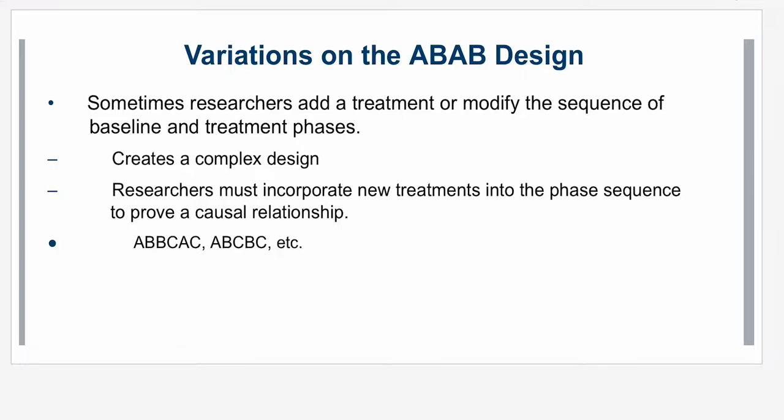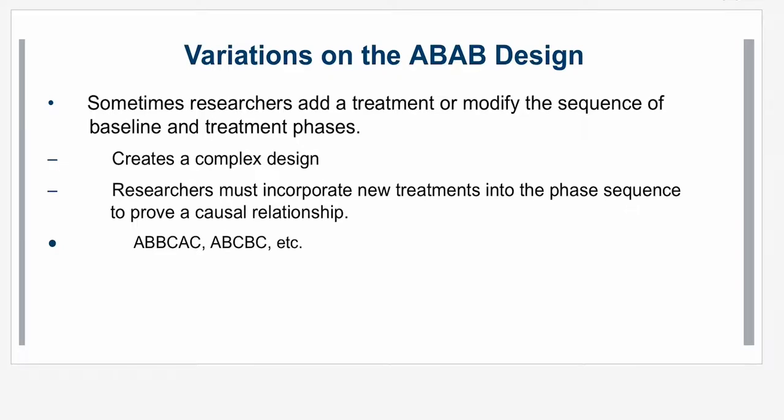So part of that is, as you can see here, these examples here: A, B, B, B wasn't working, so they switched to C, but then they went back to the baseline A and then did C again just to make sure that C had an effect.